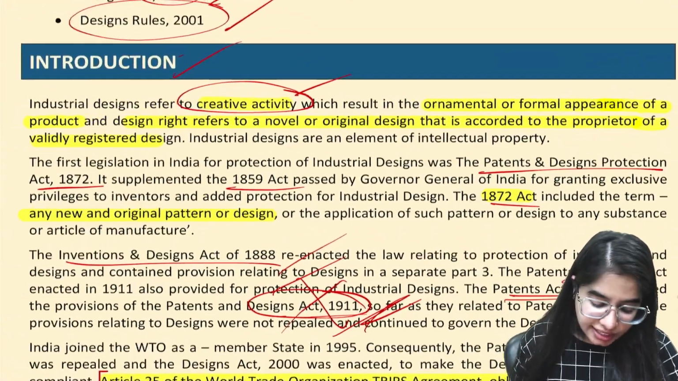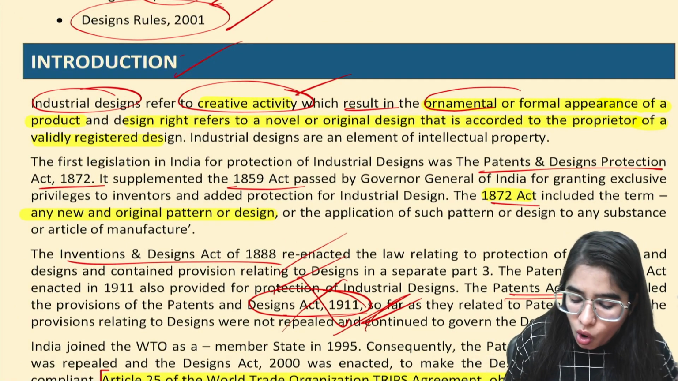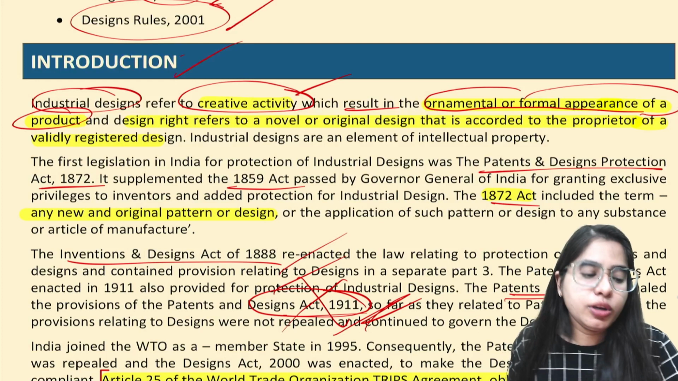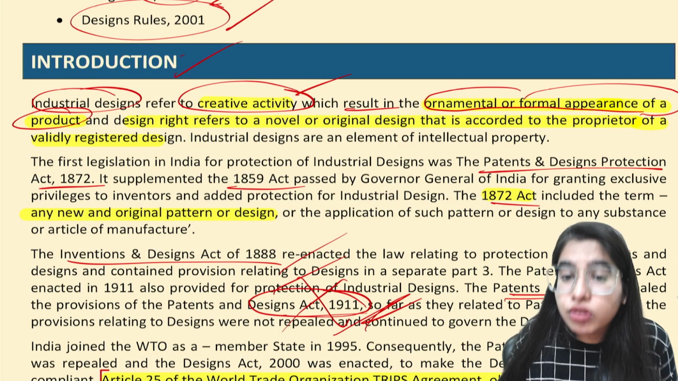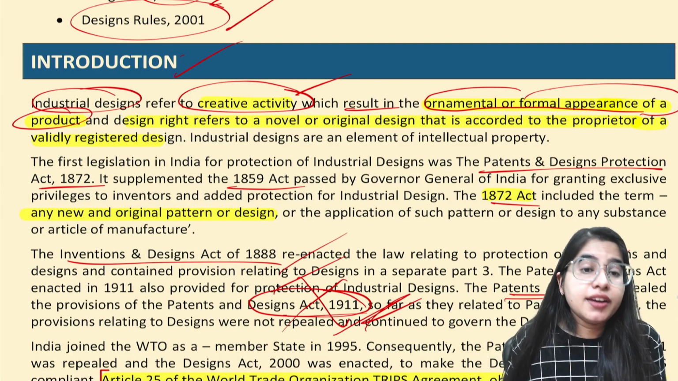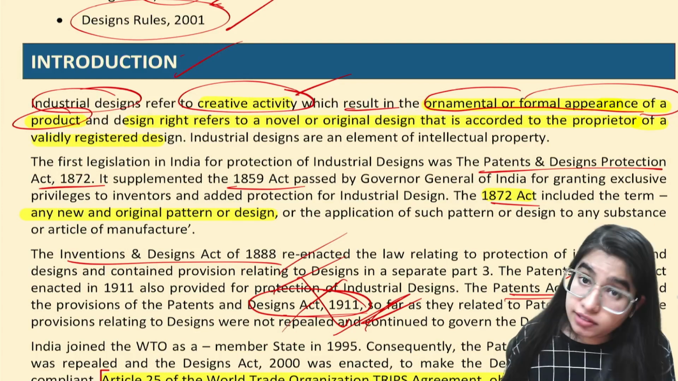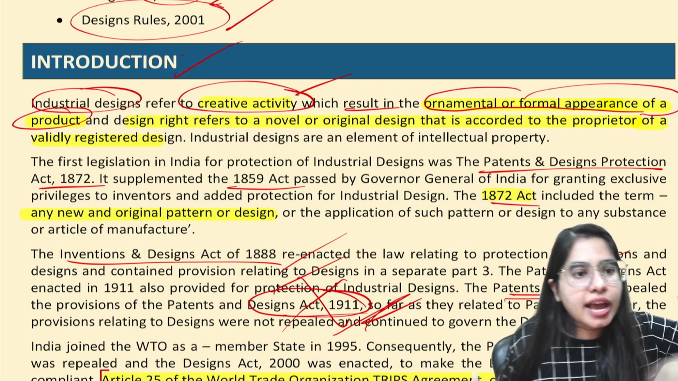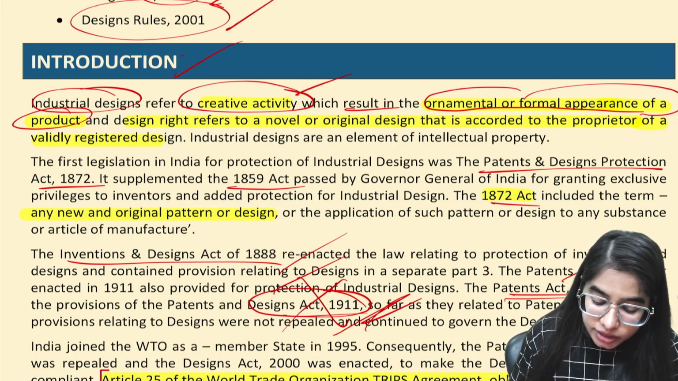What is design? Industrial design refers to your creative activity which results in some ornamental or formal appearance of the product. See, design is all about appearance, how beautiful that product is looking. What is the appearance of that table? What is the appearance of that bottle? What is the appearance of that car, of that blanket? Let's say I made a blanket with some unique prints on it. Even those unique prints which I made on the blanket can be registered as a design. Are you understanding?